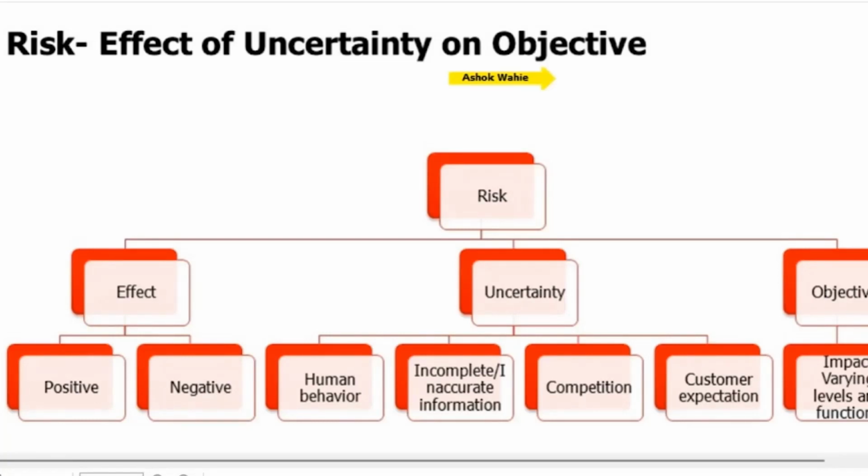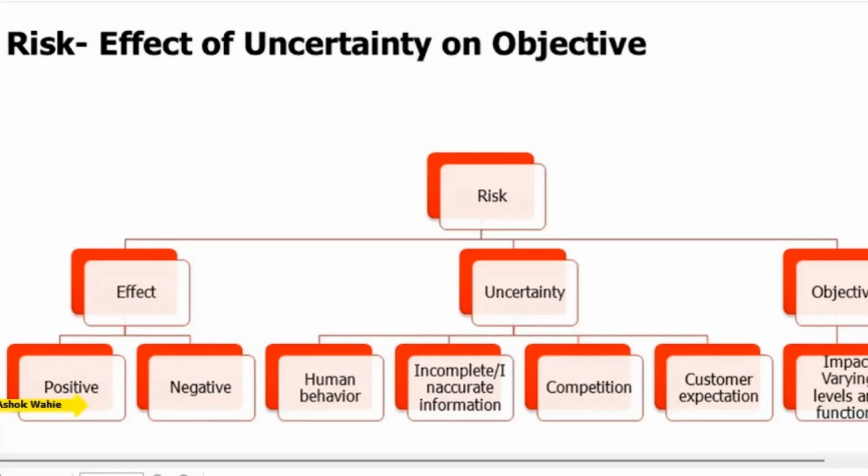Now, how do we interpret it? The effect of the uncertainty is not always negative. If the effect of the uncertainty is positive, then we call it as a opportunity. So there is no separate definition for risk and separate definition for opportunity. Risk and opportunities are two sides of the same coin. Sometimes the effect of the uncertainty can be positive, then we call it an opportunity. When the effect of the uncertainty becomes negative, then we call it as a risk. Clear?